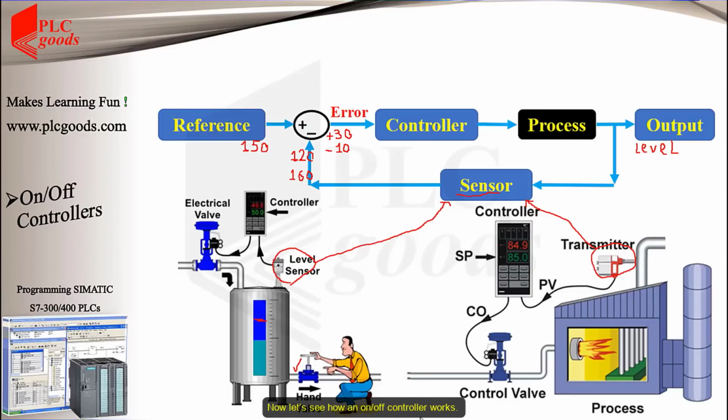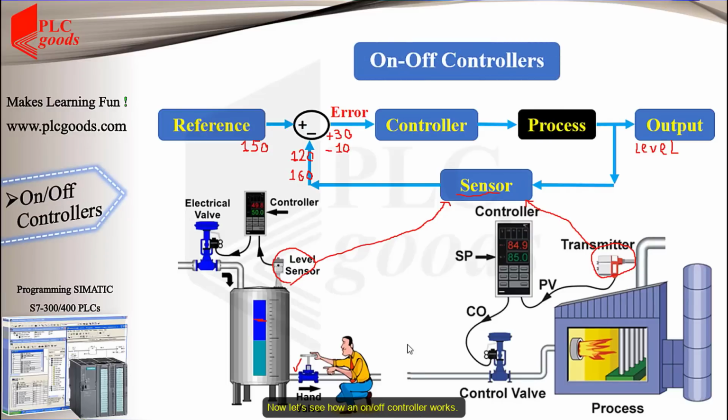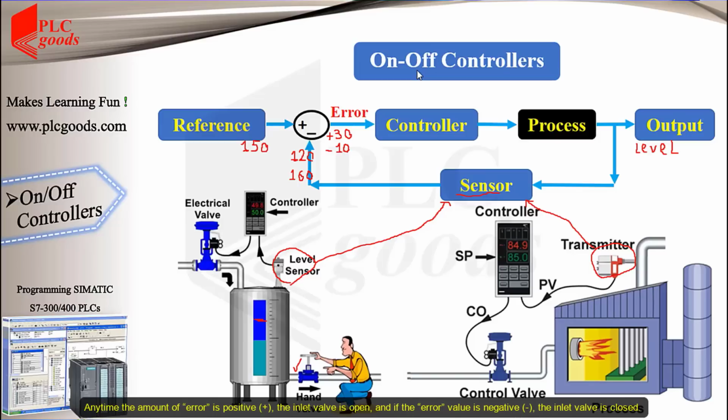Now let's see how an on-off controller works. On-off controllers function based on the sign of the error, not its amount. Anytime the amount of error is positive, the inlet valve is open, and if the error value is negative, the inlet valve is closed.